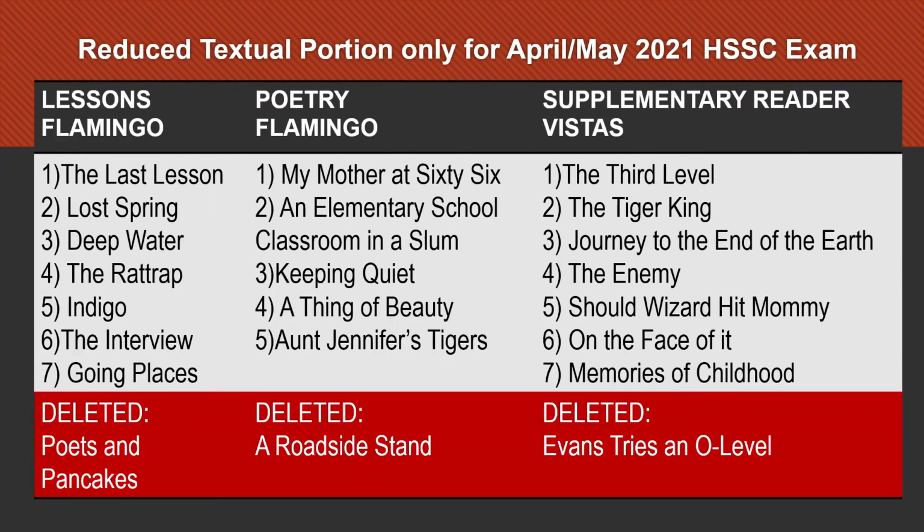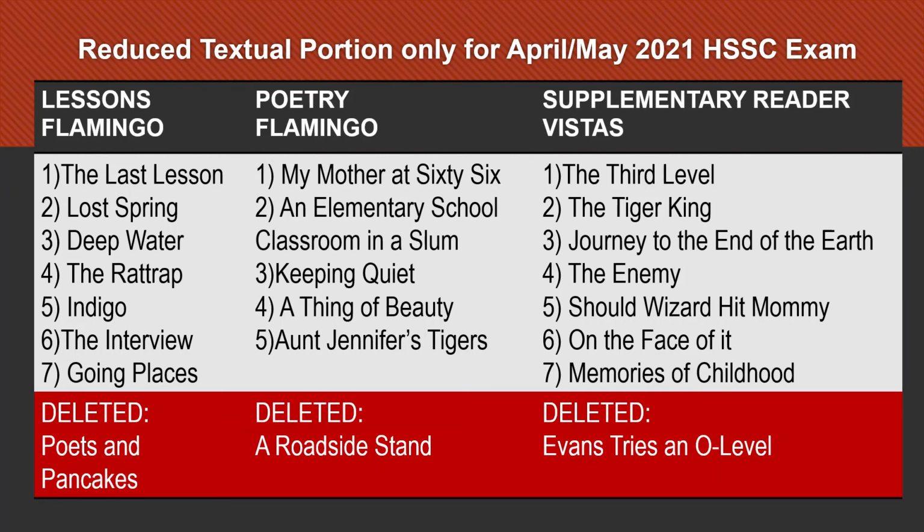Before we look at the types of questions, we look at the reduced portion for this year. Okay, this is only for the April-May 2021 HSSC batch. Okay, from your Flamingo textbook, you have the lessons and the poems, out of which one has been cut. Okay, one lesson, Poets and Pancakes, is out. The rest are all going to be tested.